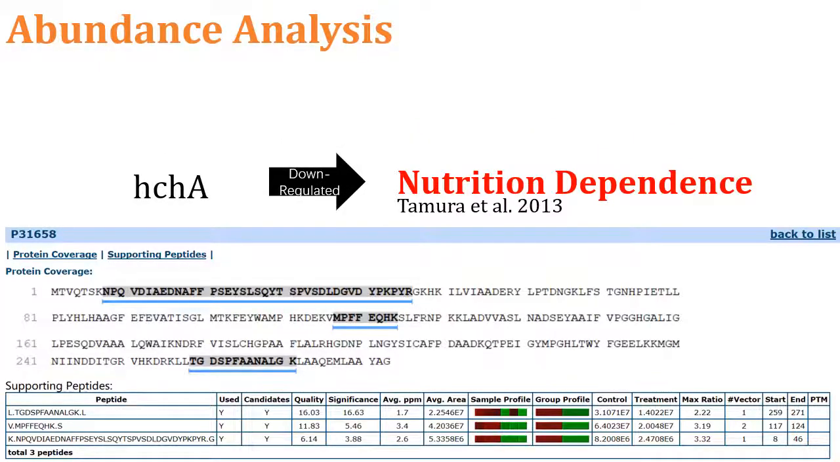In the results, the fold change of protein HCHA related to nucleic acid metabolism was 1 to 0.35, which was significantly downregulated. According to Tamla et al. 2013, nucleases in E. coli may be nutrition dependent. The downregulation of this protein verified the previous hypothesis.